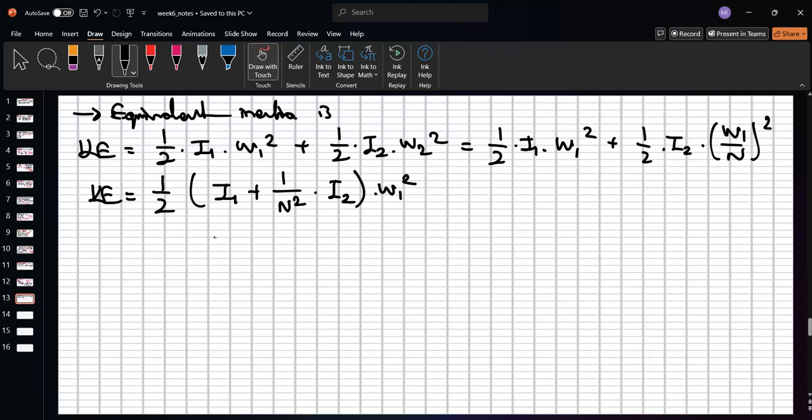This is the total kinetic energy for a given mechanical system. And so, if we have only one variable, W1, this term is equal to IE, the equivalent inertia. See? This is the definition of the equivalent inertia in this system, guys. Okay? Any question?